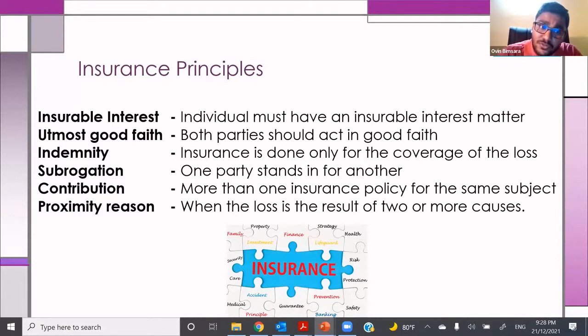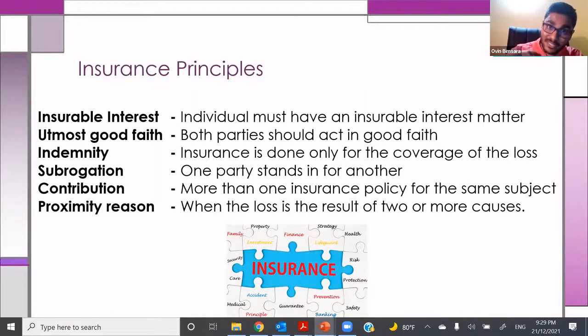So in terms of insurance principles, we have 6 principles. The first one is insurable interest. An individual must have an insurable interest in the matter. That means if it is foreign trade, let's say for an importer, in terms of the imported good, by having that good, you need to have an advantage. And by losing that good due to some reason, you need to have a loss as well. This is what we call insurable interest.